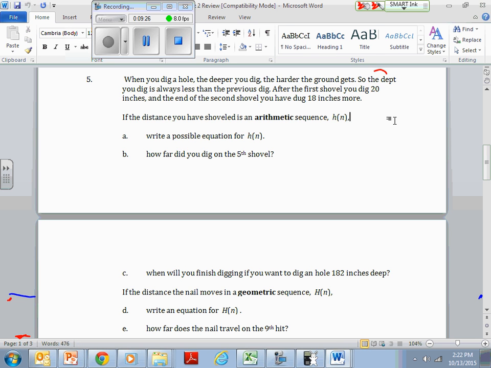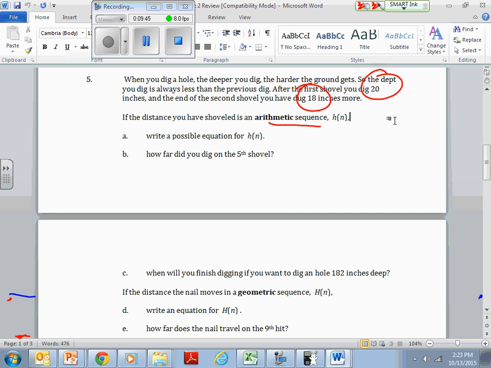All right. Let's see. At the end of the second shovel, you have dug 18 inches more. If the distance you have shoveled is an arithmetic sequence, underline that, write a possible equation for it. How far did you dig on the 5th shovel? Let's see what we're going to do here.